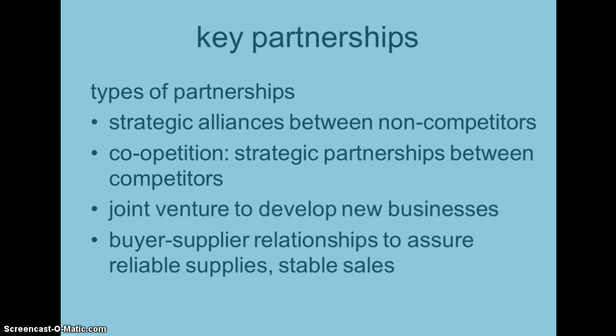So the most common one is a buyer-supplier relationship, which assures that you have reliable supplies coming in for whatever you need to do with them, and for your supplier it means that they have a stable sales volume, so there's a benefit for both sides in that sense. But other types of partnerships can also be set up.